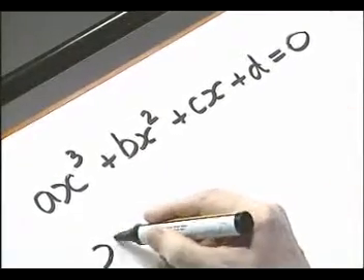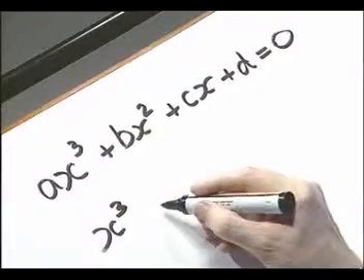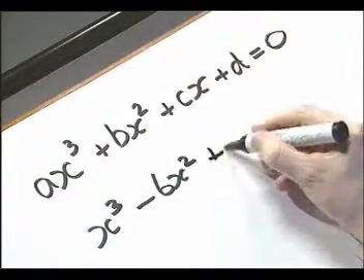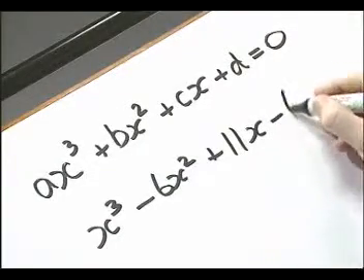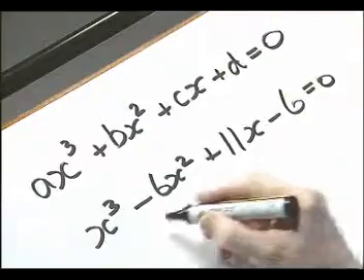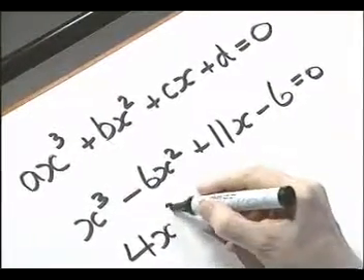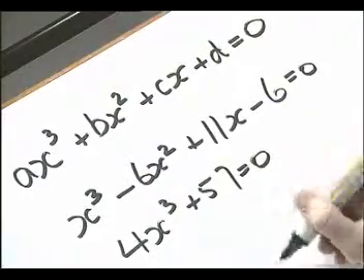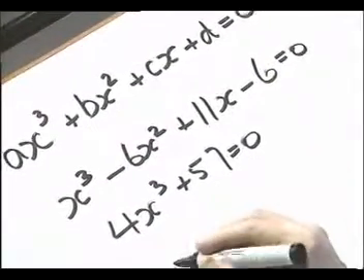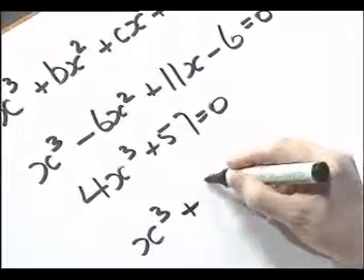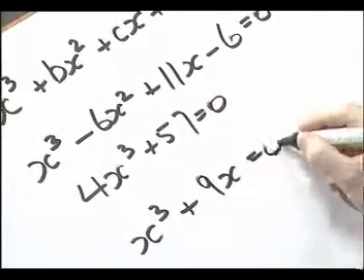So for instance, x cubed minus 6x squared plus 11x minus 6 equals 0 is a cubic. So is 4x cubed plus 57 equals 0. So is x cubed plus 9x equals 0.